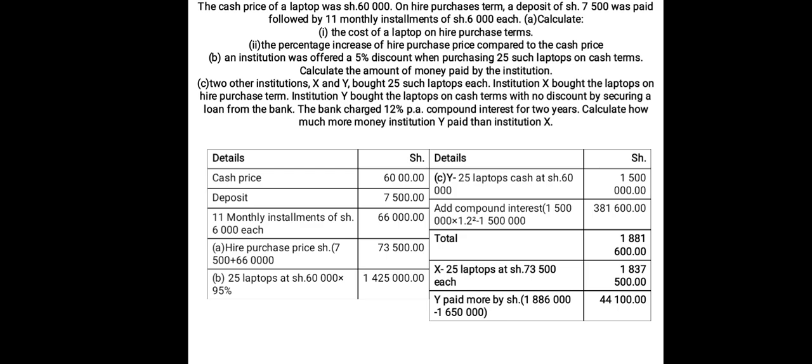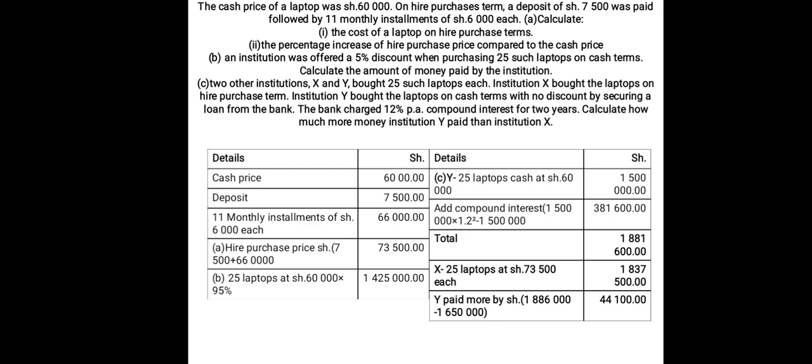Part B, we have been asked, the institution being given a discount of 5%, so 95% per laptop. So you take 60,000 multiplied by 95% multiplied by 25 laptops, you get that the institution paid 1,425,000 shillings.